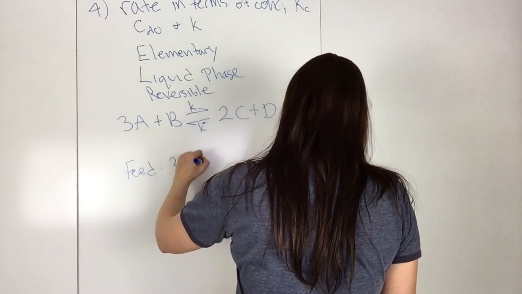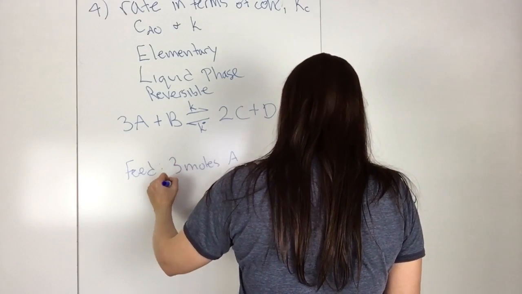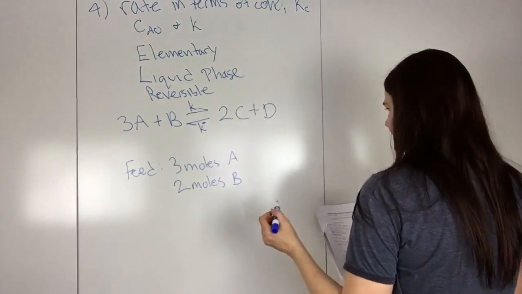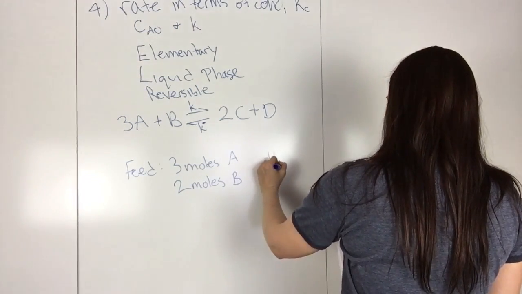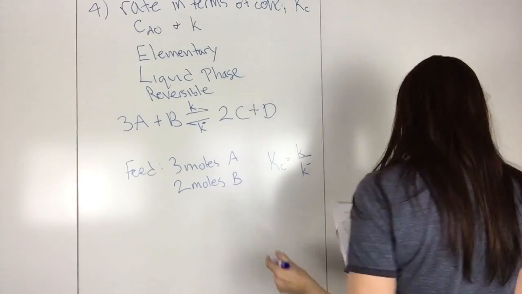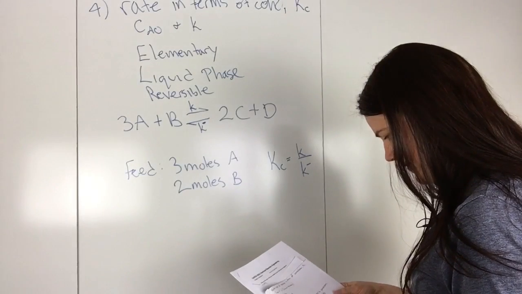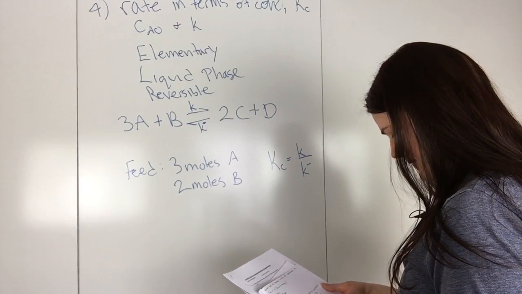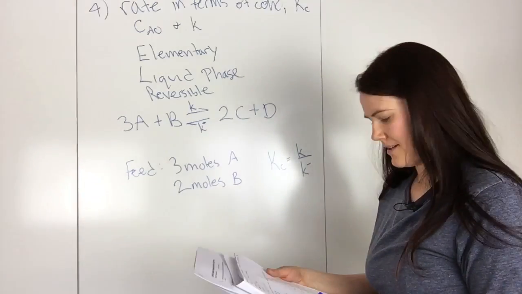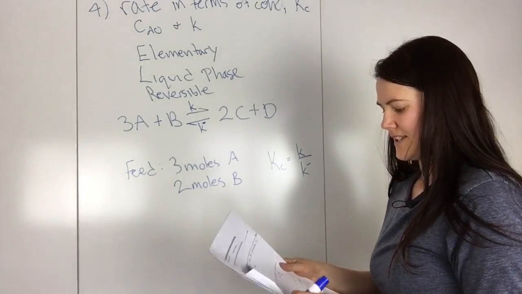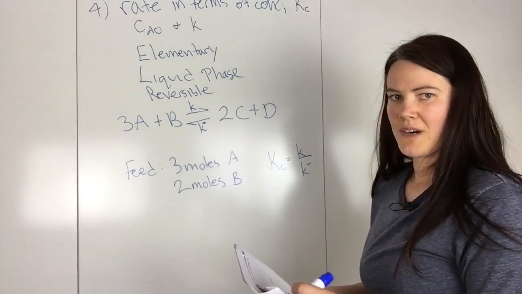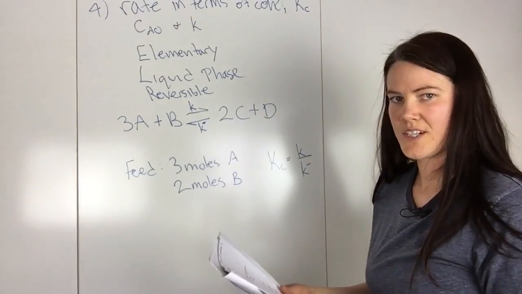is 3 moles A, 2 moles B. We know that Kc is equal to k forward over k reverse. And so it says to find the rate of reaction and then also show how the concentrations are related to conversion. So first of all, we'll find the rate and then find the concentrations.